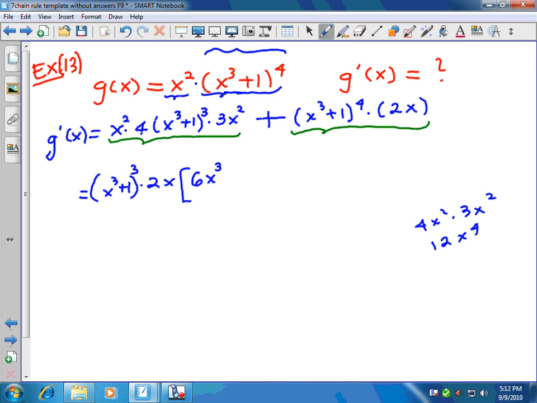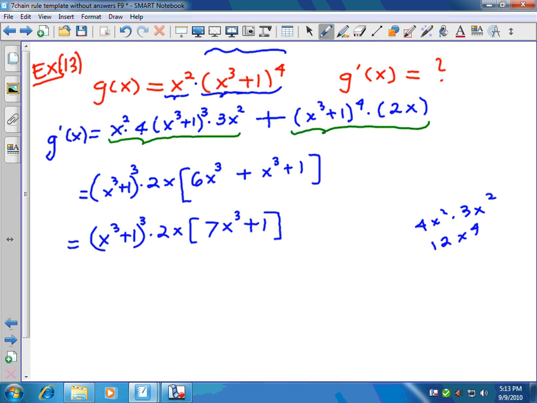From the second part, the 2x has been taken out, x cubed plus 1 to the third has been taken out. So what are we left with? X cubed plus 1 to the first power, right? I don't even need parentheses for that. If I simplify this now, inside the brackets, or you could use another set of parentheses, I have now 7x cubed plus 1. So that's how we're going to leave our answers for that question.